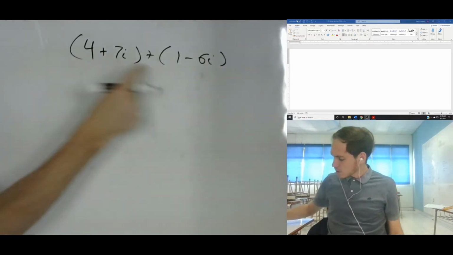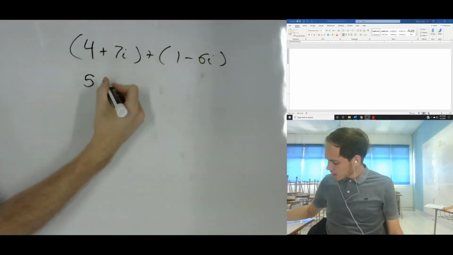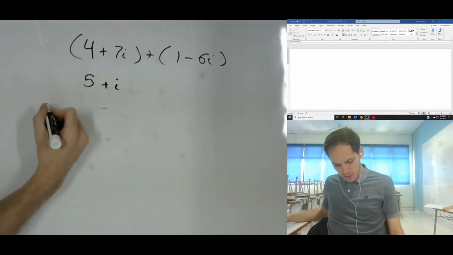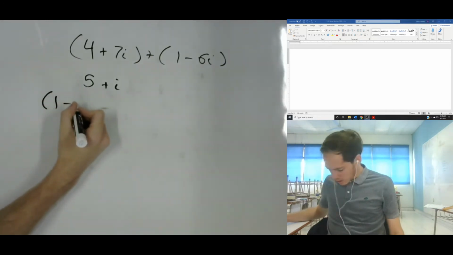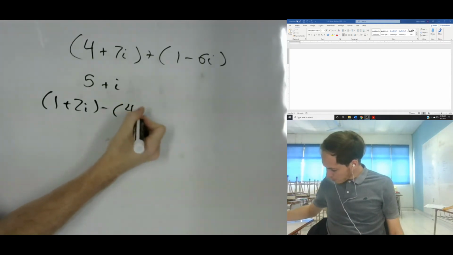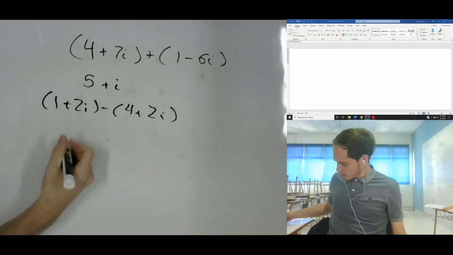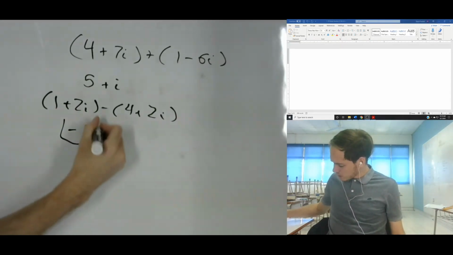Okay, if we're adding this, we add the real numbers, so we get 5. Add the imaginary, we get plus i. Okay, subtraction. If we did 1 plus 2i minus 4 plus 2i, we subtract, so we get negative 3. Subtract, we get nothing, so this is our answer.